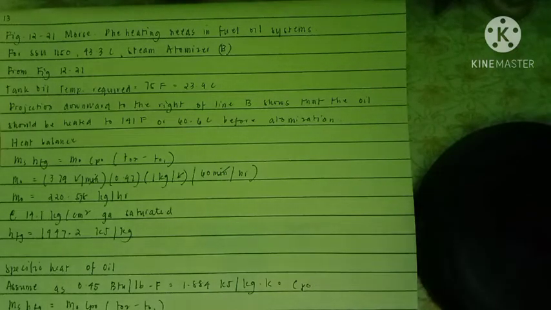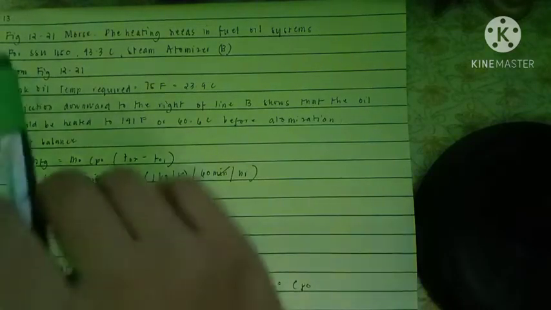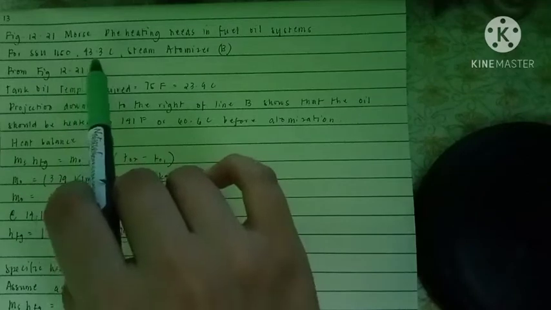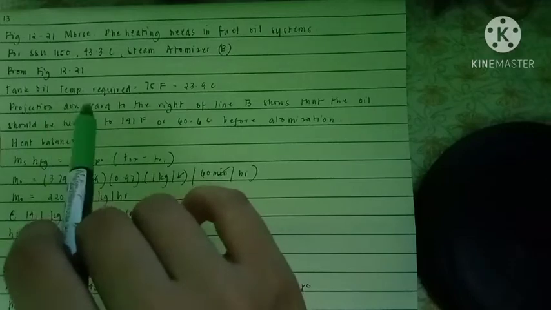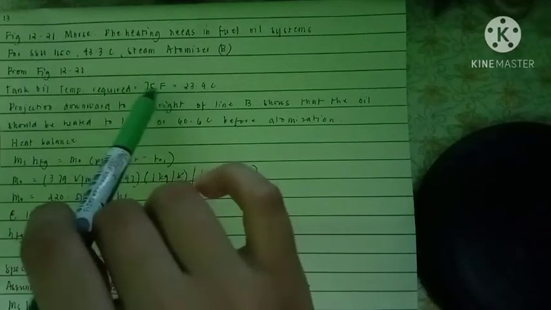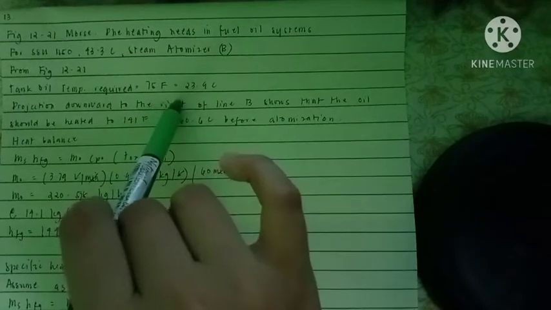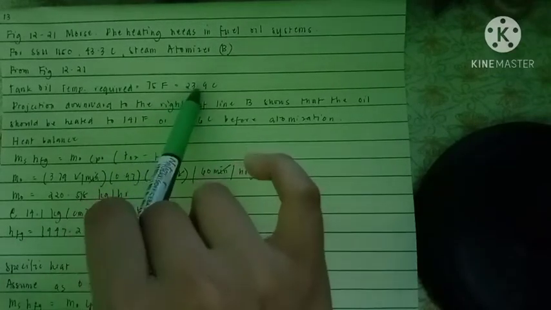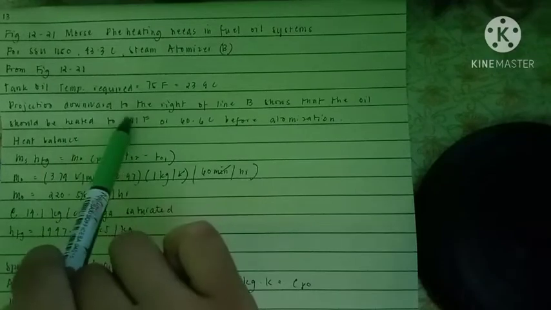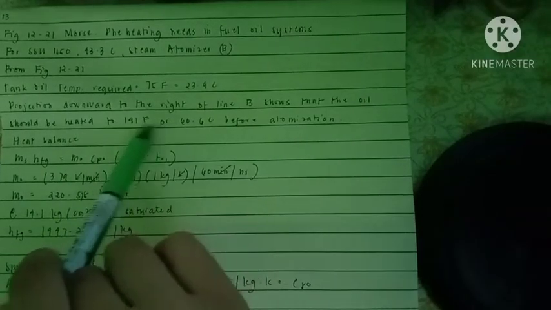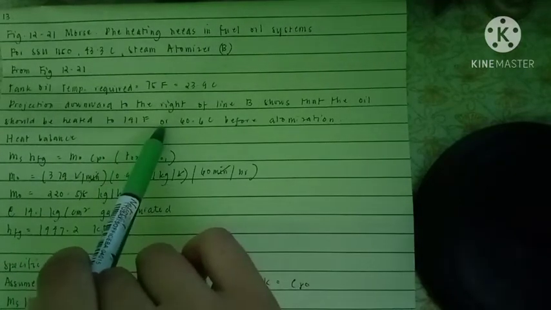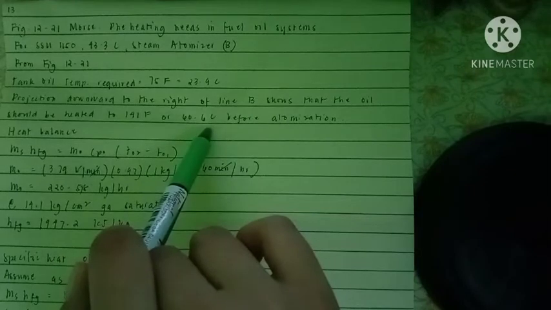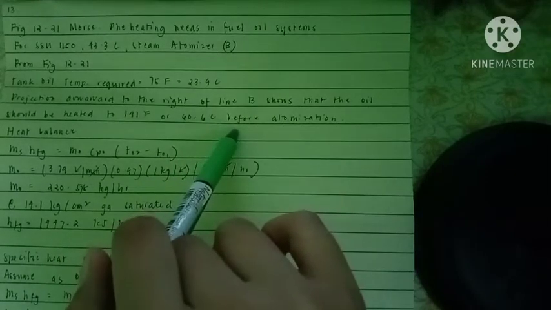So figure 12-21 by Morse, preheating needs in fuel oil system. For SSU 1150, 43.3 degrees Celsius, steam atomizer B, from figure 12-21, tank oil temperature required is equal to 75 degrees Fahrenheit. Converting it to Celsius, that is equal to 23.9 Celsius. So projection downward to the right of line B shows that the oil should be heated to 141 degrees Fahrenheit, or converted to Celsius, 60.6 degrees Celsius before atomization.